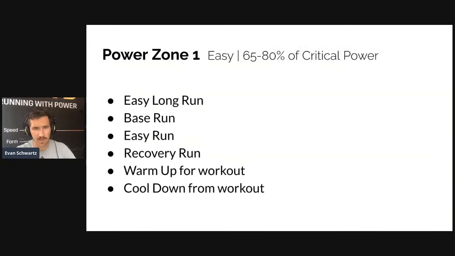So, a couple examples of different run types. We're going to start with power zone 1. Again, this is your easy zone, and it's 65 to 80% of your critical power. Some examples of this might be an easy long run, an easy time-on-feet long run, just focusing on spending the most time on your feet, running at a very easy effort.